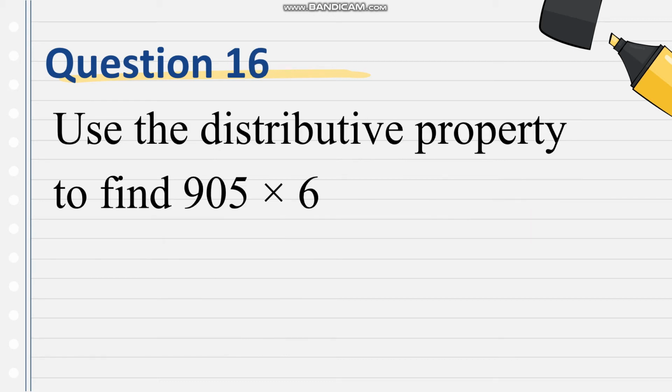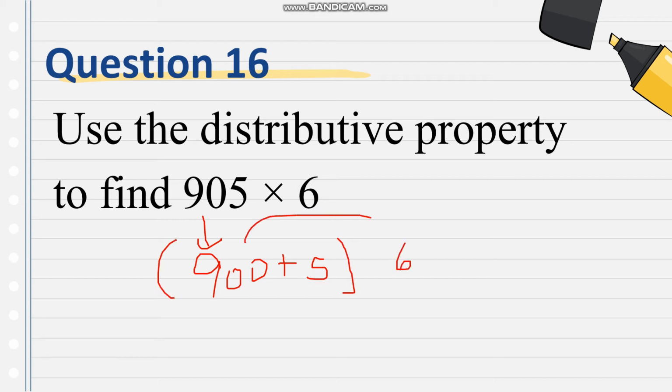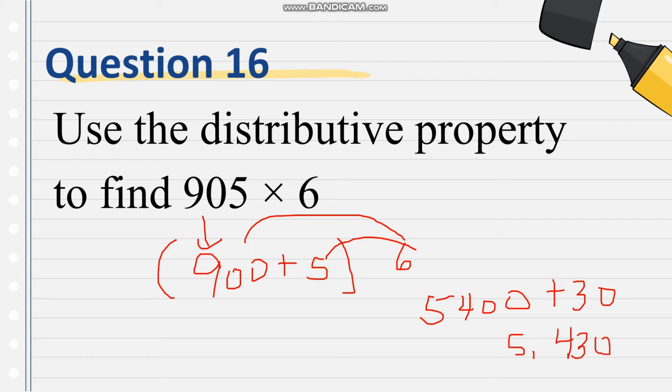Next, use the distributive property to find 905 multiplied by 6. So if I'm going to distribute 905, this becomes 900 plus 5. Then I need to multiply into 6. So 900 multiplied by 6, that is 5,400. And 5 multiplied by 6, that is 30. So 5,400 plus 30, the answer is 5,430.